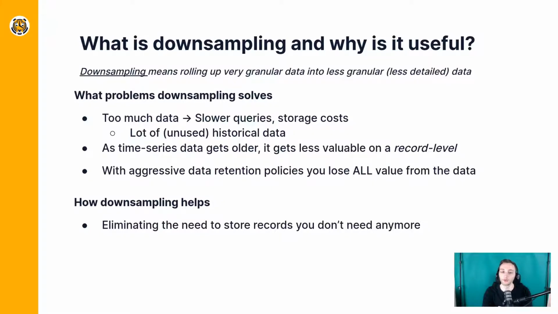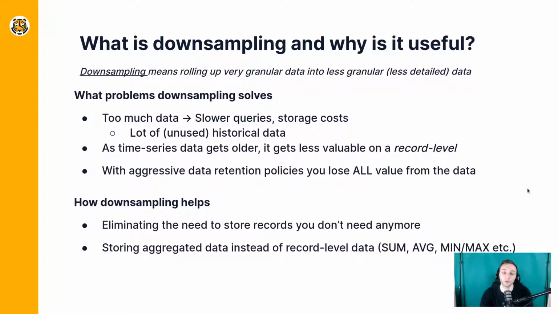Like if you are into stock trading, or if you are watching crypto prices, or whatever data set you have, you want to know what the price was an hour ago or 2 hours ago, because it's much more relevant for you. But with downsampling, you don't need to store those very old historical records that you don't really use anymore. You don't really need that kind of information anymore.